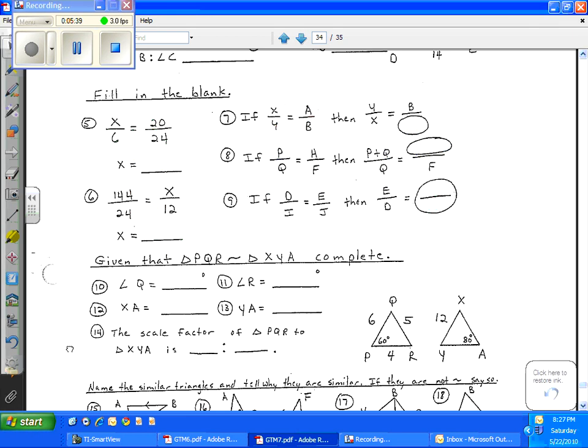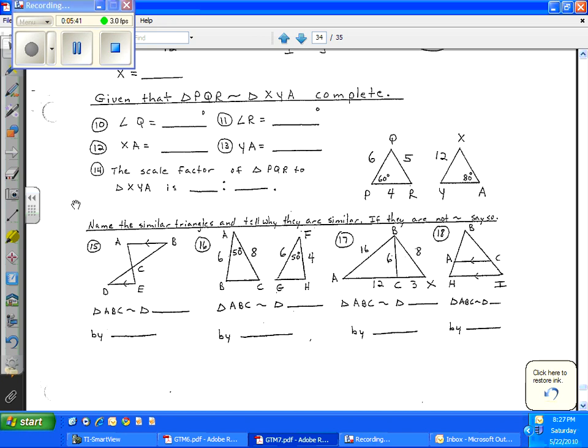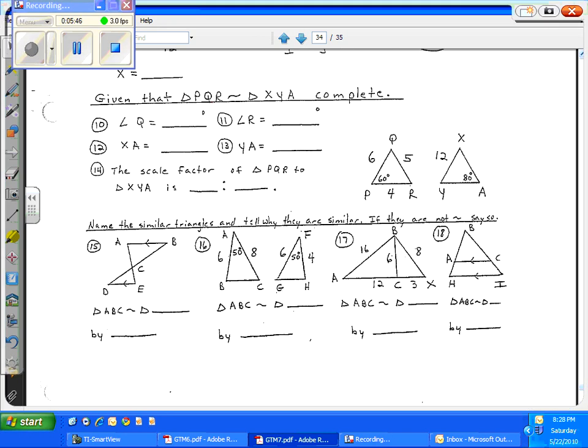All right, now we're going to deal with some similar triangles. In similar triangles, corresponding angles are equal. Angle Q is going to be equal to angle Y because they're both in the middle. So whatever Y comes out to be, that's what Q is going to come out to be. We don't know Y yet, so we can't find Q yet. Okay?